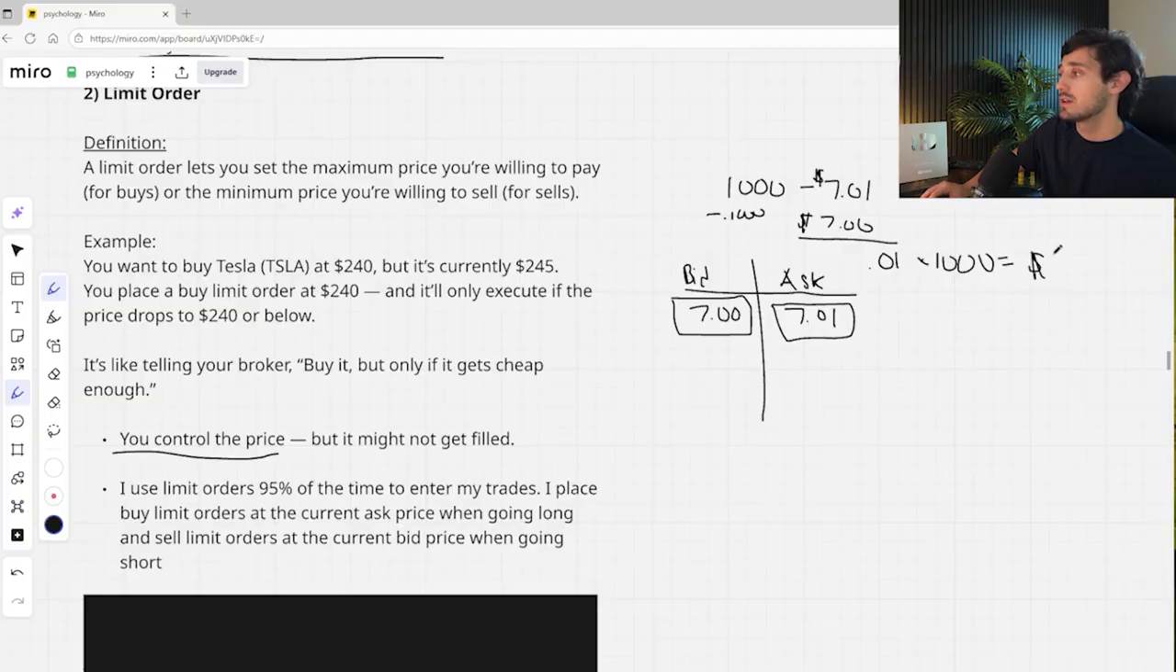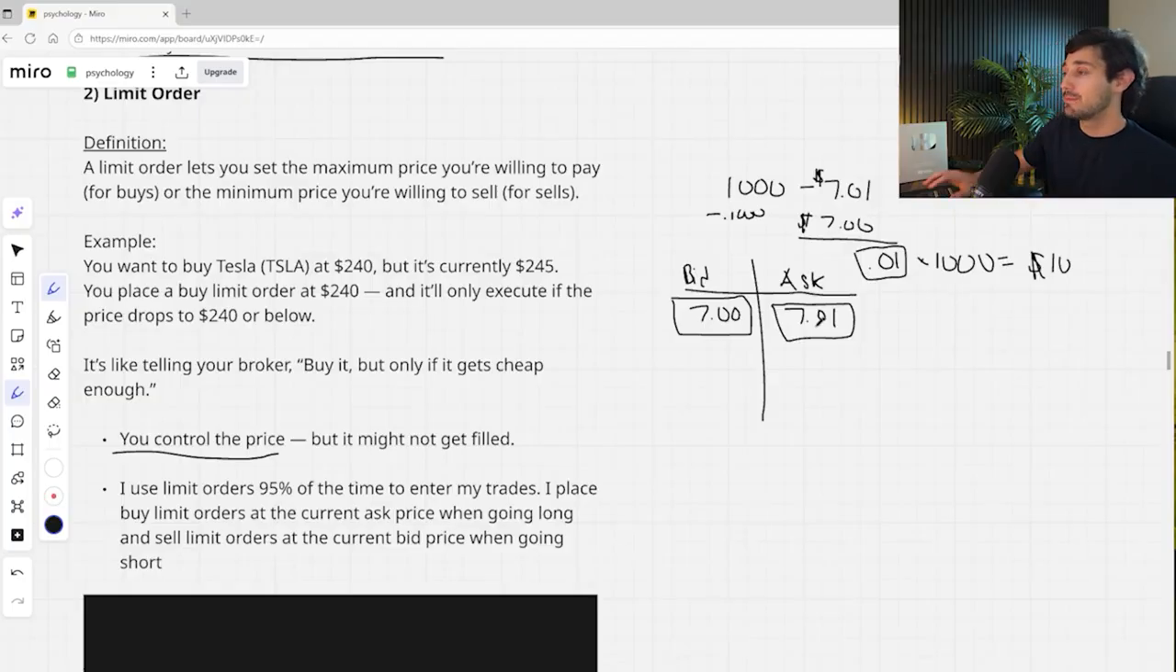So that means by just me getting into this stock and without it moving, I'm automatically down $10. I'm automatically down 1 cent on every single share that I bought. Coincidentally, 1 cent is also the spread. And that's exactly why spread is significant. That's why we want to trade stocks that have tight spread, right?